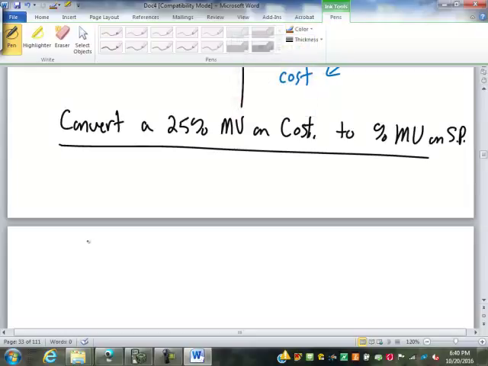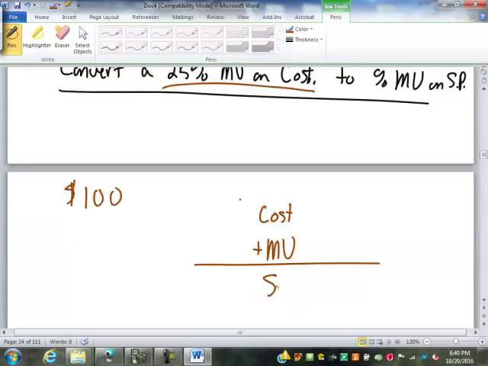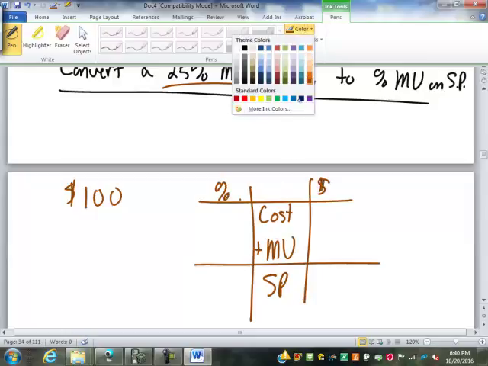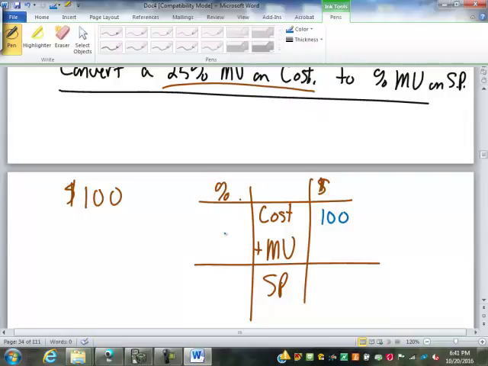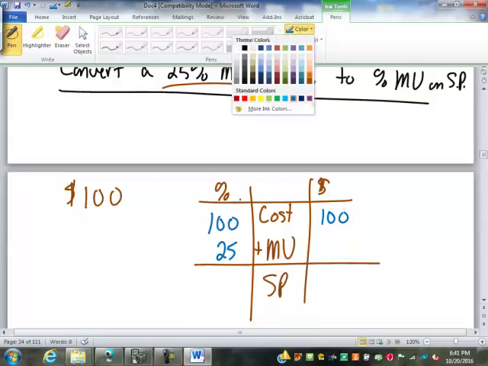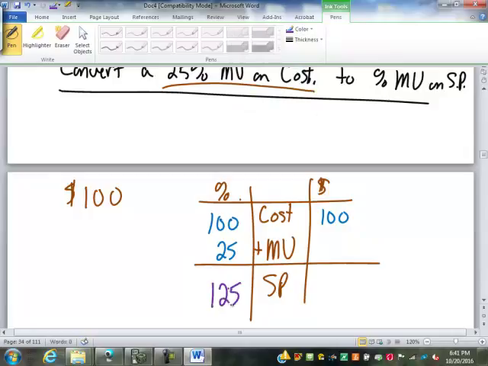To start off with, let's pick a dollar amount. For here, we're starting out with 25% on cost. So let's pick a dollar amount for cost. I'm going to pick $100 because that makes life really easy for us. So I have a $100 cost, and this is a 25% markup on cost. Where's my 100 go? Cost, right? So that means this is 125 down here.